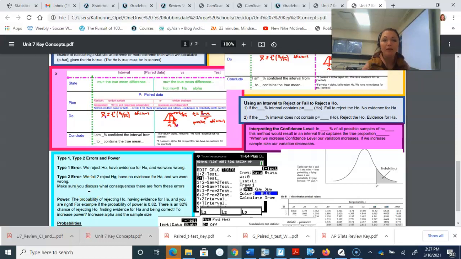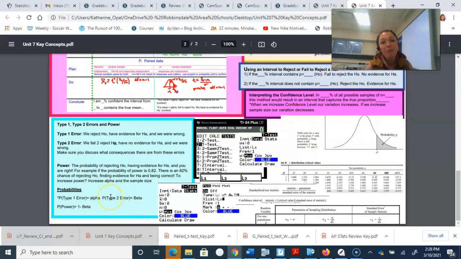What is power? Power is the probability of correctly rejecting the null hypothesis. One thing that's very common is it says, hey, the power of the test is 0.82. What does that mean? That means there's an 82% chance of correctly rejecting the null hypothesis and having evidence for the alternative. Another common question is, how do we increase power? In order to increase power, we increase alpha and we increase the sample size.